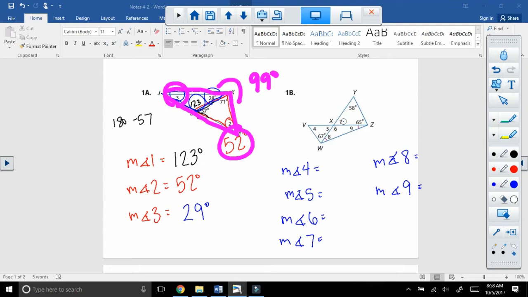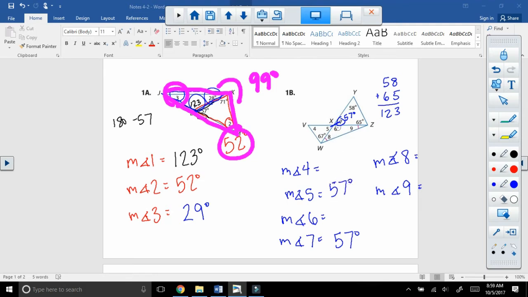The one that stands out to me first is angle 7, because that's part of this triangle XYZ. So I could add these 2 up and subtract from 180. So 58 plus 65, let's see, that's going to be 123. And when I take that away from 180, I get 57 degrees. So angle 7 is 57 degrees. And then with that, I can actually figure out 5 and 6, because I have vertical angles here with 5 and 7. So 5 is 57 degrees.